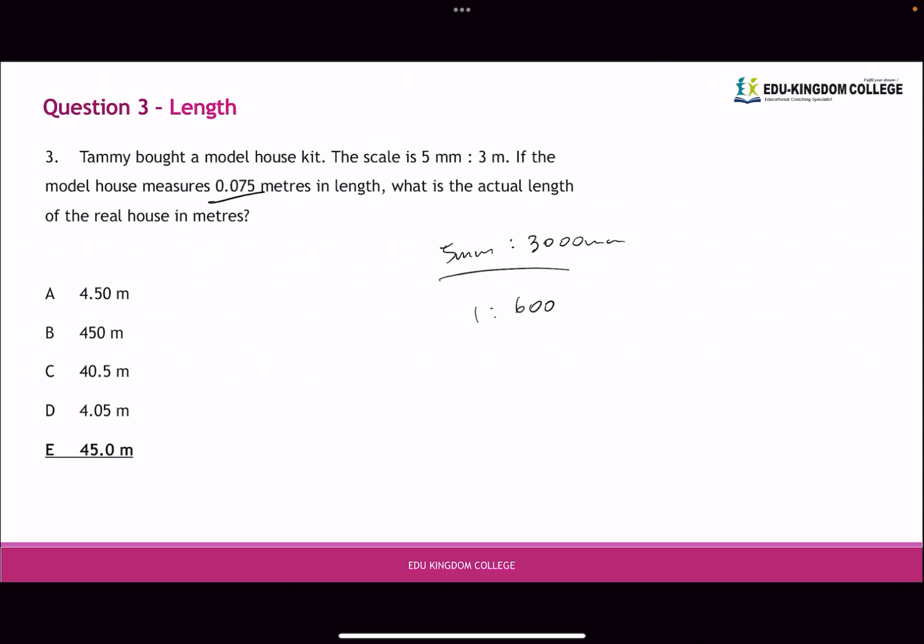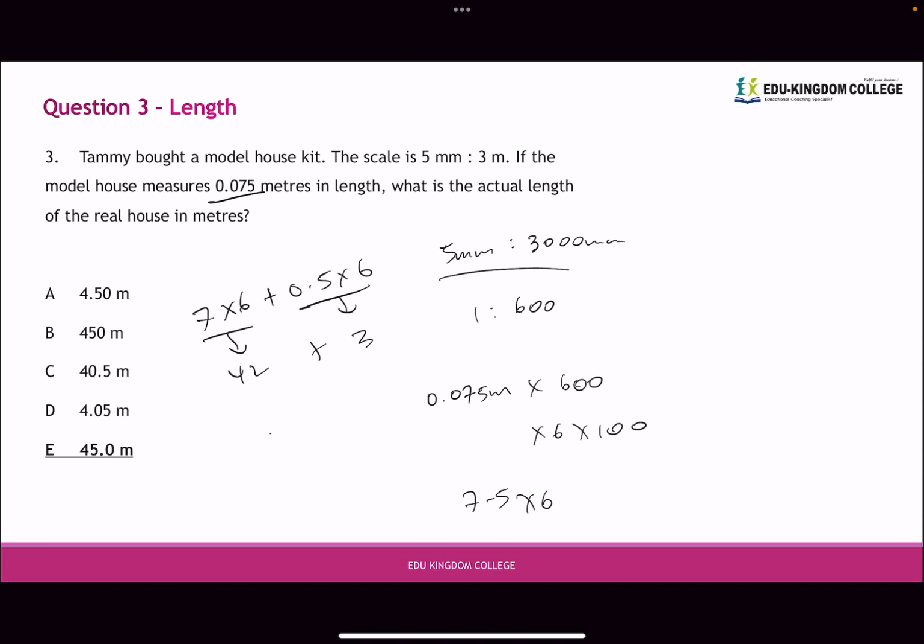So if the model house is 0.075 meters in length, what's the actual length? So 0.075 meters. So the actual would be times 600, or times 6 times 100. Now, 0.075 times 100 is 7.5. So we have 7.5 times 6 to find the actual length of the real house. So we can split that into 7 times 6 plus 0.5 times 6. So that's 42. That's 3. So add them together equals 45.